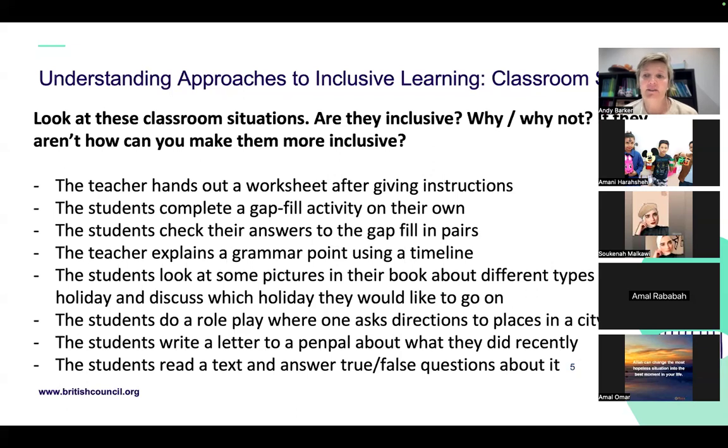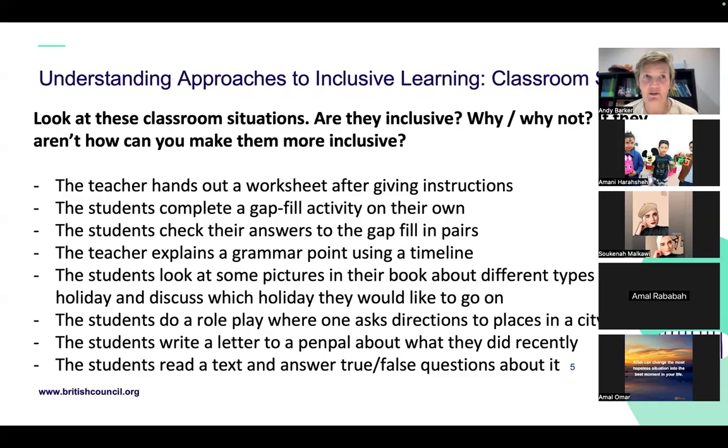I think that if you look at the third one, the students check their answers to the gap fill in pairs. That's okay. So number 3 is connected to number 2. I think 2 and 3 are connected. So that's good. If they're checking with each other in pairs, it takes the pressure off the ones who are slower at doing a gap fill, because gap fill means reading.